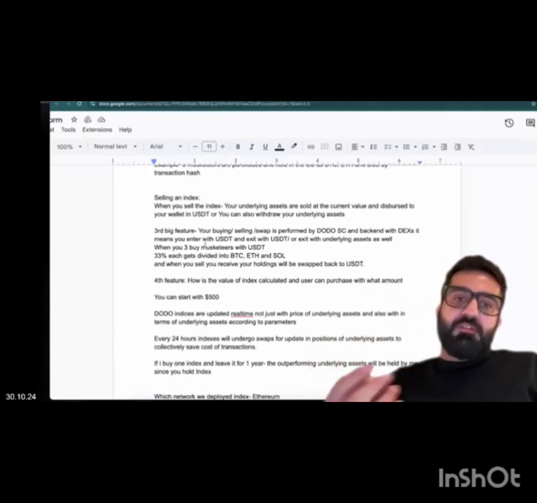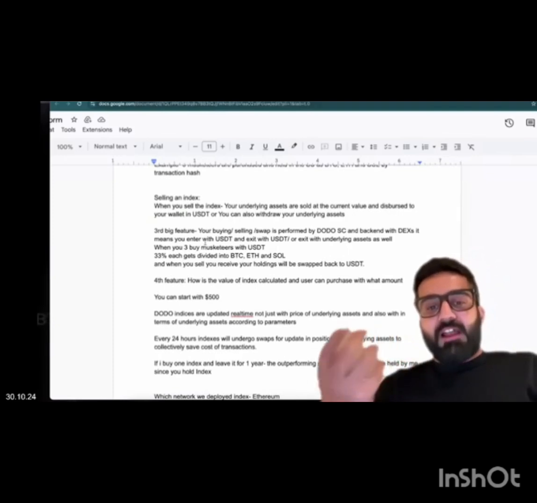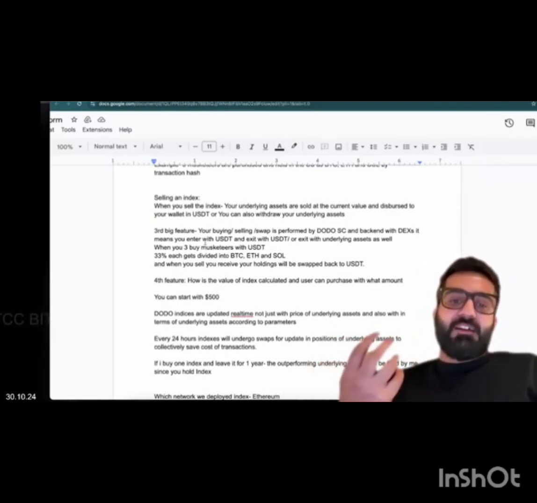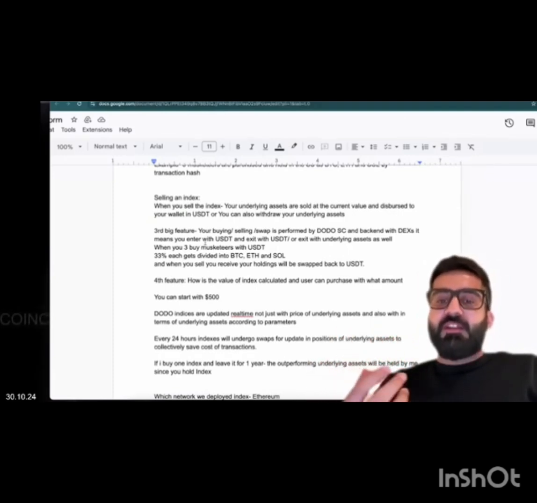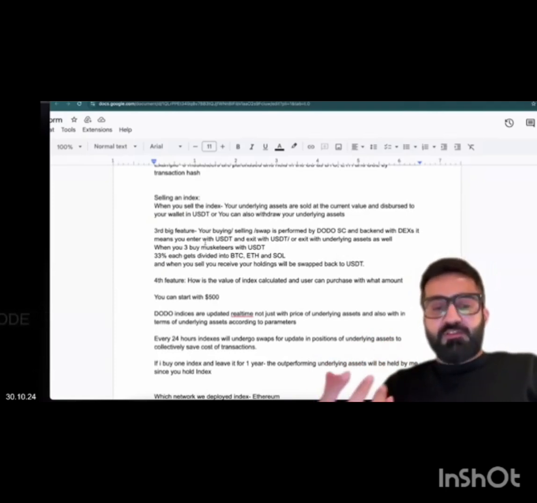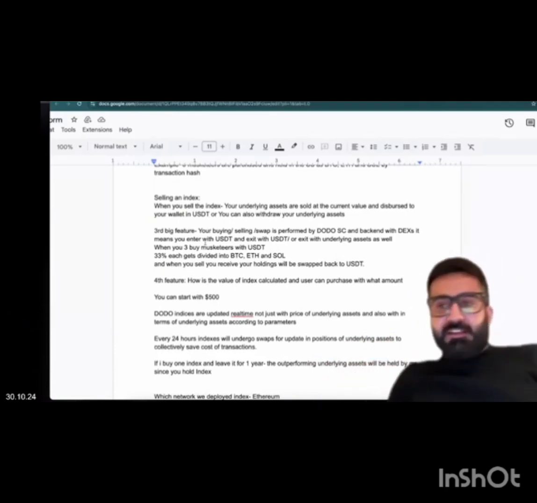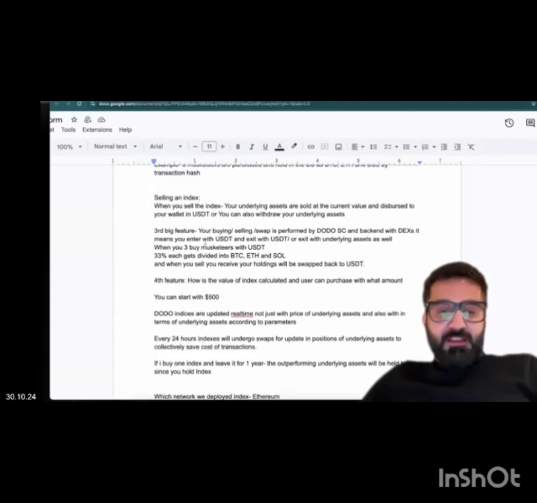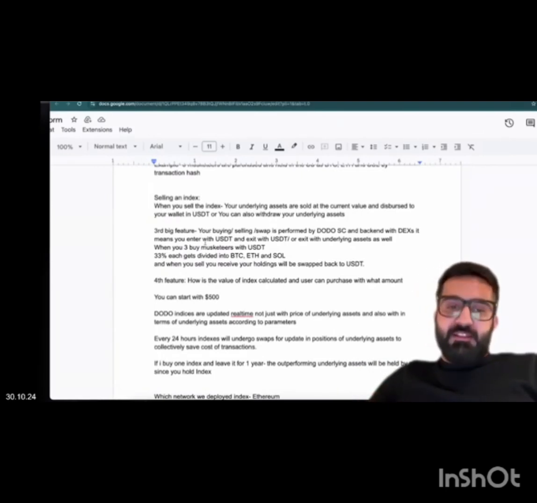Now I will talk about the fourth best feature. How is the value of an index calculated and with what amount can a user purchase? So the value of an index is calculated on the basis of the price of the underlying assets and how many assets are there. You can start with $500. You can buy any index with a minimum of $500.